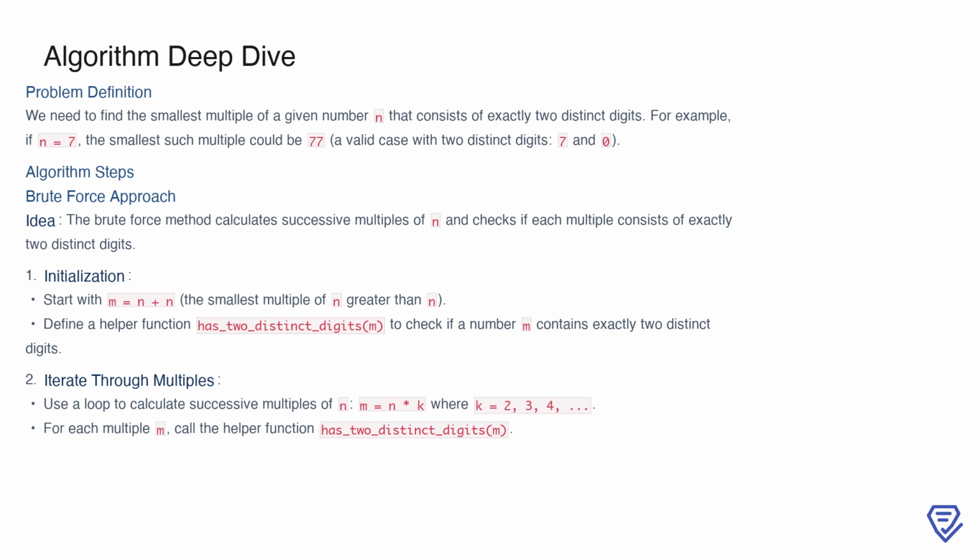First, we initialize our search by calculating multiples of n, starting with m equal to n plus itself. Then, we define a helper function, has_2_distinct_digits, which will determine whether a number contains exactly two unique digits. Using this setup, we iterate through successive multiples of n, checking each one to see if it satisfies the condition of having two distinct digits.